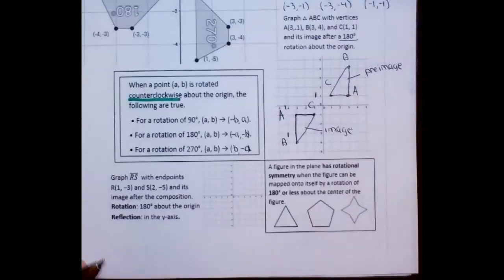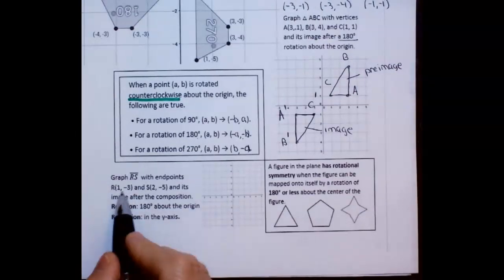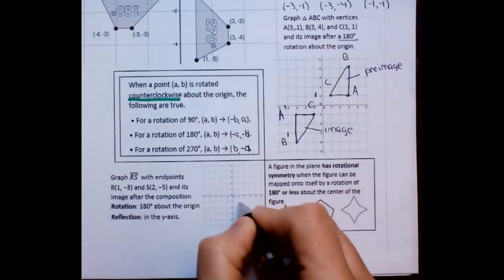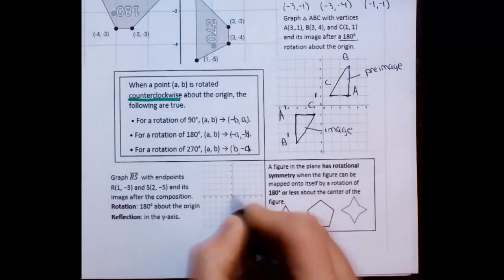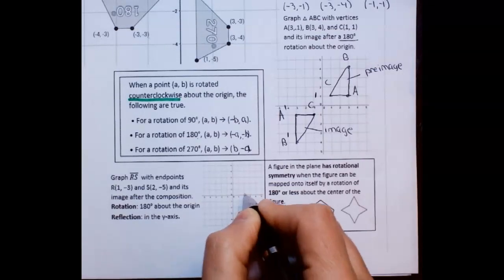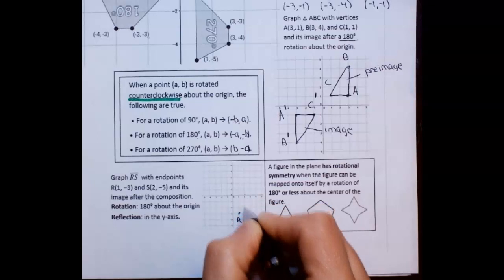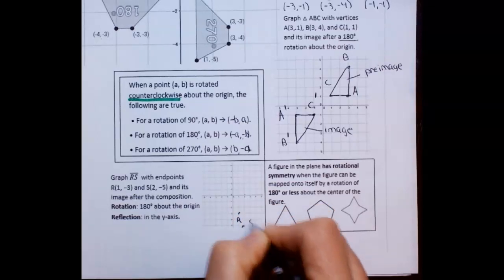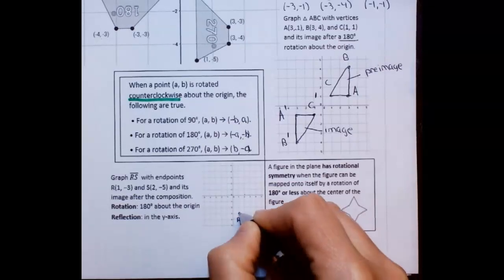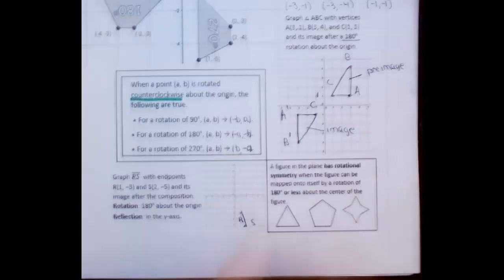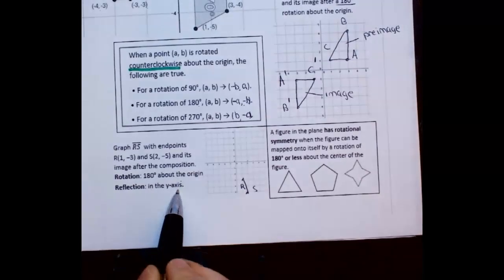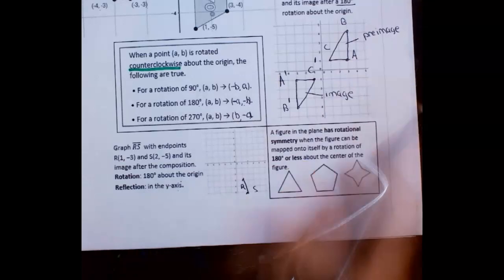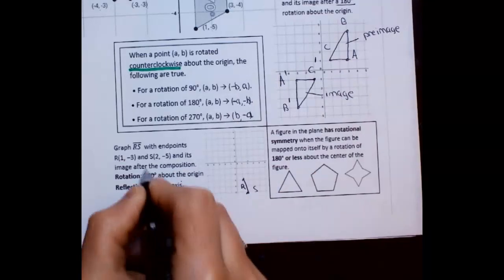All right, let's move on to the next one. They want us to take the point R, 1, -3, and the point S, 2, -5, and rotate 90 degrees, and then we're actually going to reflect it across the y-axis. Just to change it a little bit, since we did 180 here, let's change this to 90.